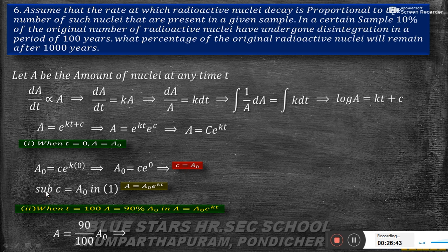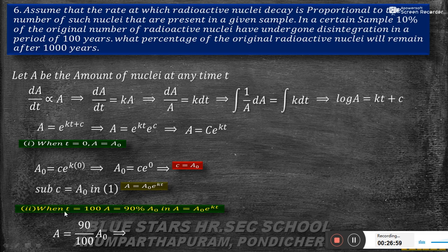Therefore, substitute C equals A naught in equation 1. Here I substitute the C value, which is A naught, so A equals A naught e power Kt.